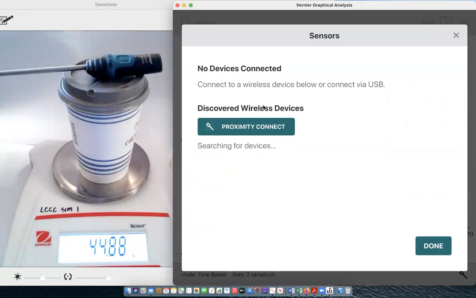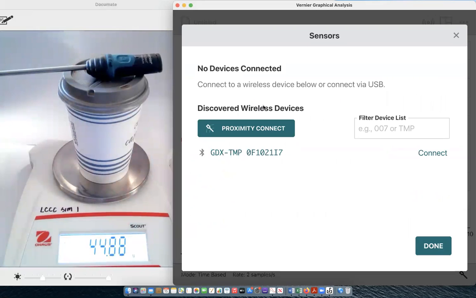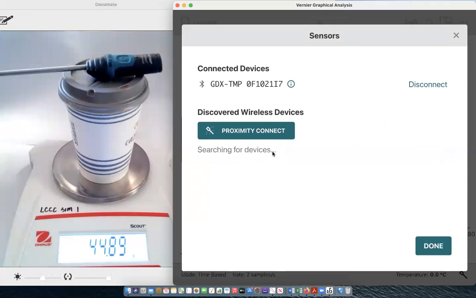And if there's multiple sensors that are out there that are turned on, you'd have to know what your particular ID number on your sensor is so you can connect to that. So I'll connect to it and link to that device. And now that means that we're ready to go and start our particular experiment. So I'm going to hit the done.